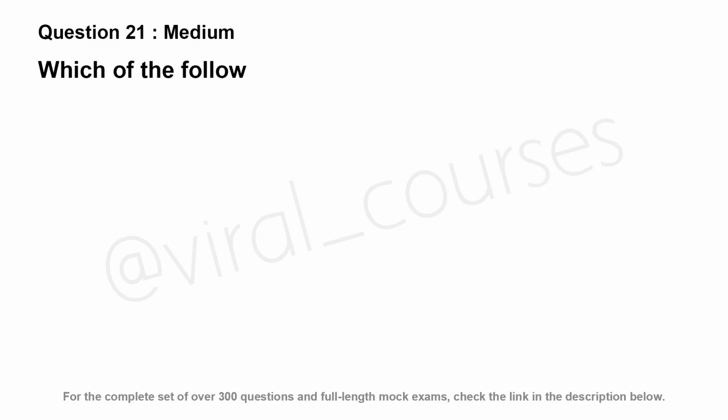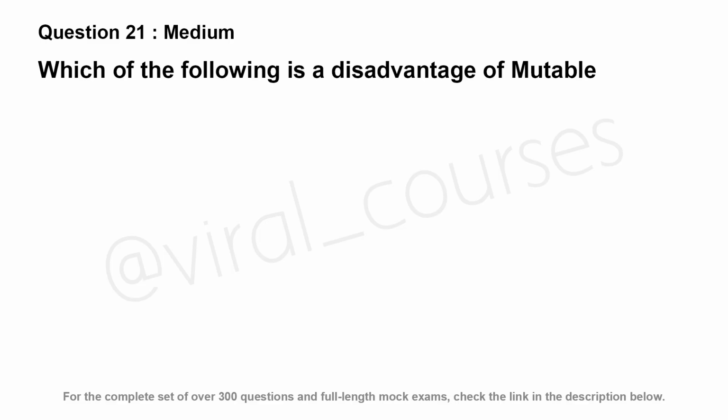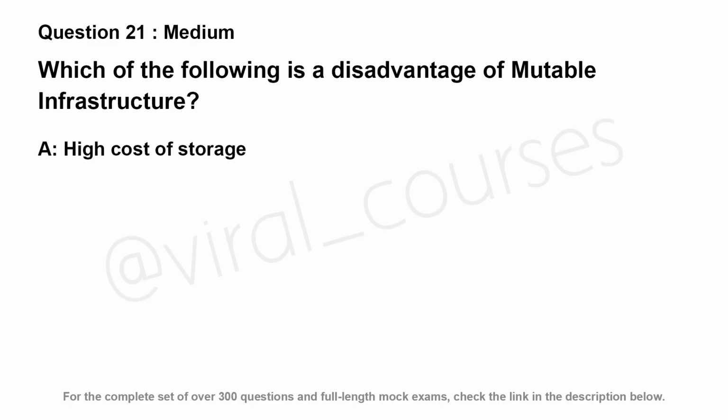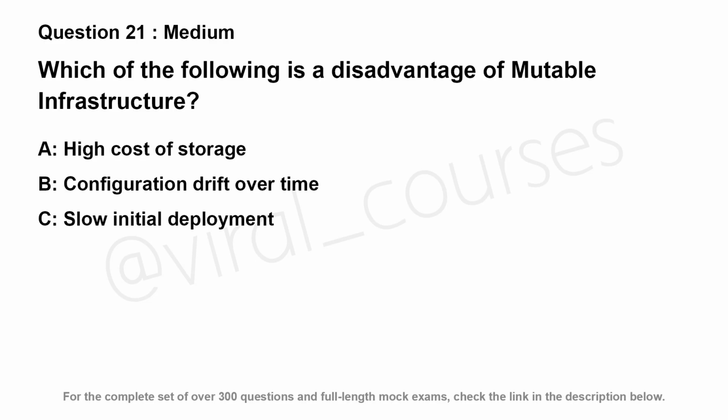Which of the following is a disadvantage of mutable infrastructure? Option A. High cost of storage. Option B. Configuration drift over time. Option C. Slow initial deployment. Option D. Incompatibility with cloud providers.